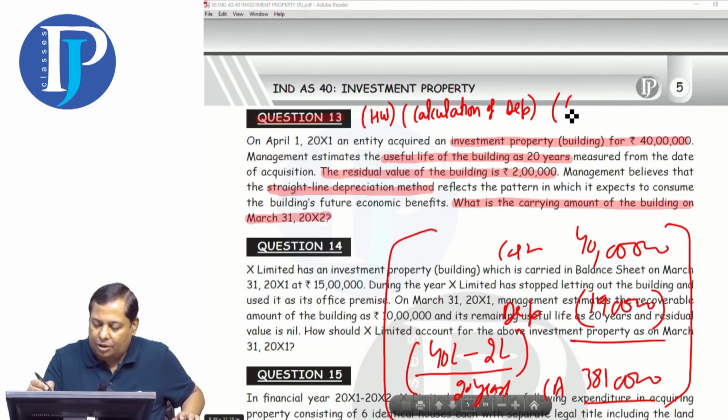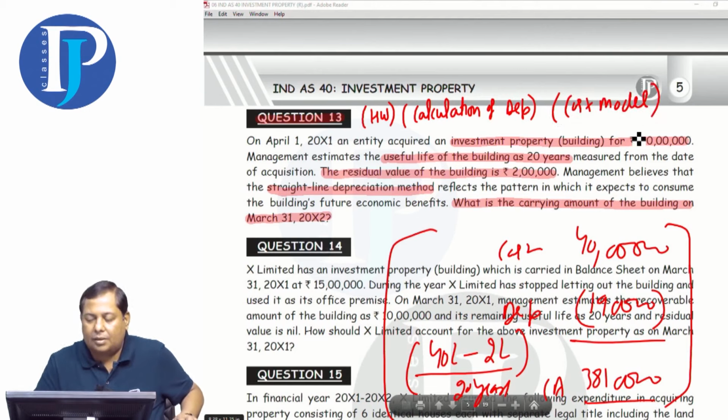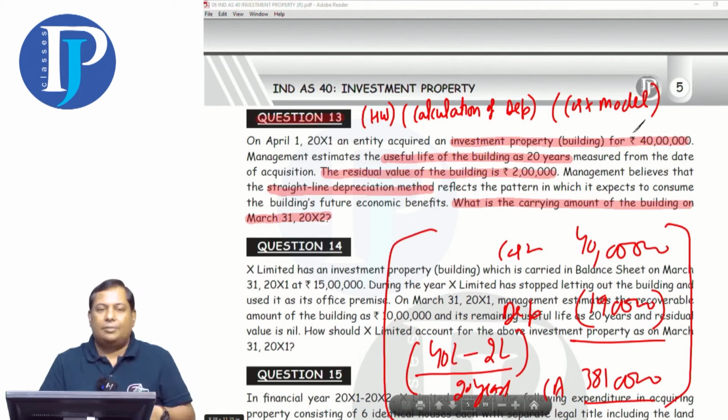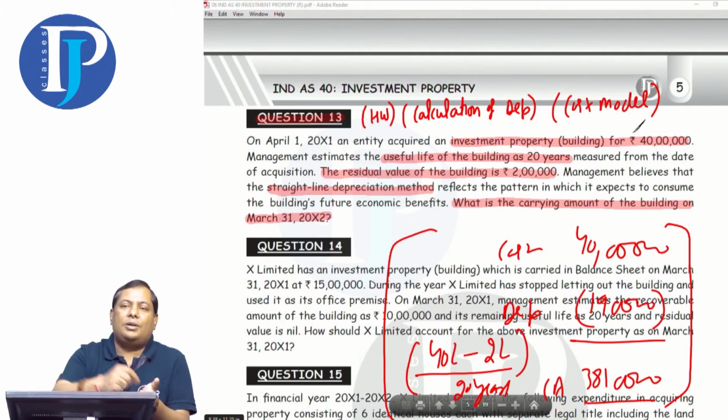This question is about the cost model. Is that clear? There is no fair value and fair value measurement. Is that okay, students? So in your homework, write it in the corner of your copy.